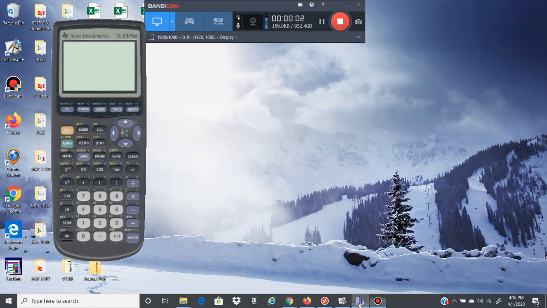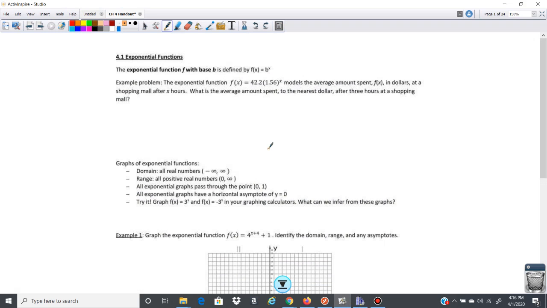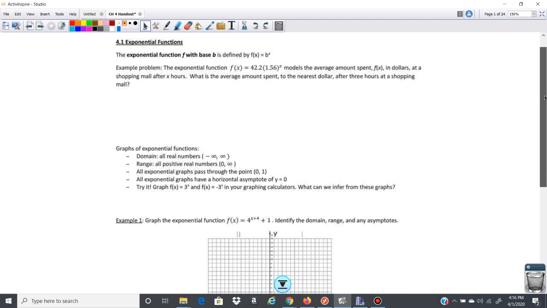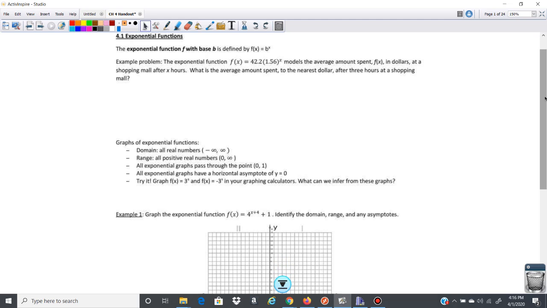All right, 4.1. So we're looking at exponential and logarithmic functions in this chapter. So let's look first in the first section at exponential functions. An exponential function f with a base b is going to be defined by f of x equals b to the x. So in the exponential function, the x value is actually going to be in the exponent this time. Here is a quick example problem where you're just plugging values in.